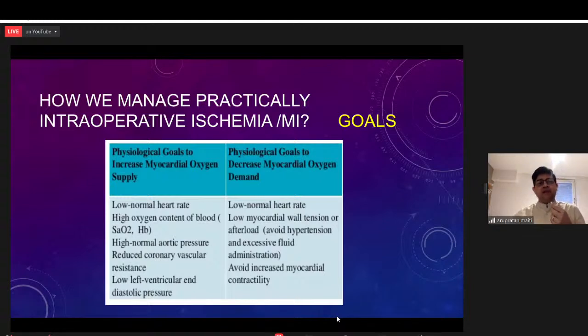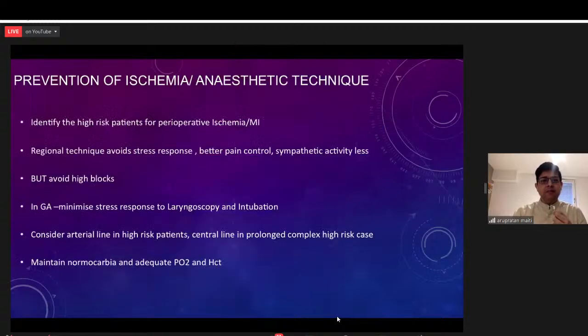So how do we manage practically intraoperative ischemia? These are the physiological goals I think everyone knows, and it has been discussed. I will not go into details. So what are the techniques to prevent the ischemia, and what are the anesthetic techniques? What we do practically is identify the high risk patients for perioperative MI.